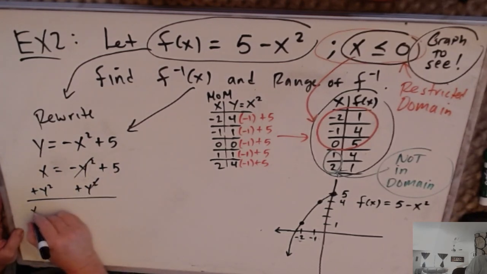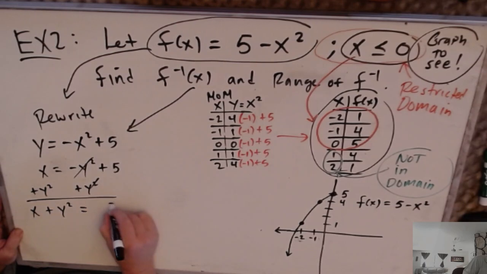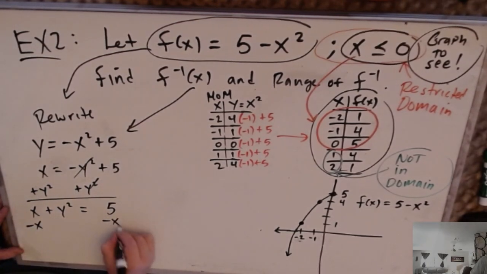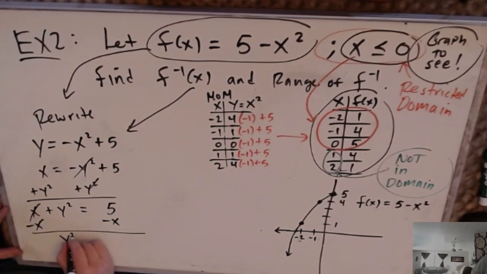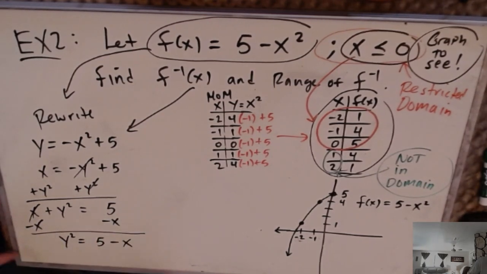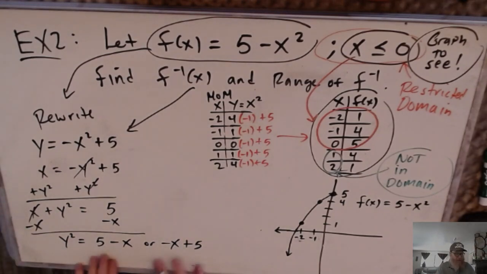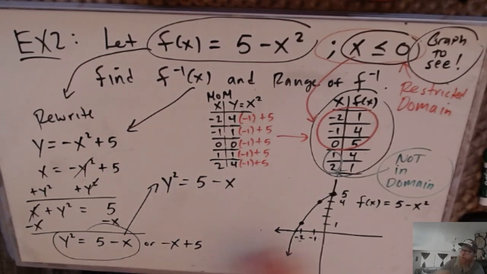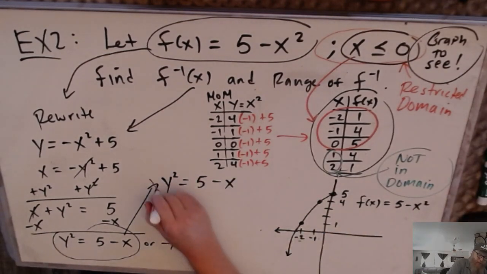So I've got x plus y squared equals 5. Subtract x. So I get y squared is 5 minus x. Or you could write negative x plus 5. I don't particularly care. Neither does the computer. It'll take either one of these. And now here's the tricky part. You need to take the square root of both sides.